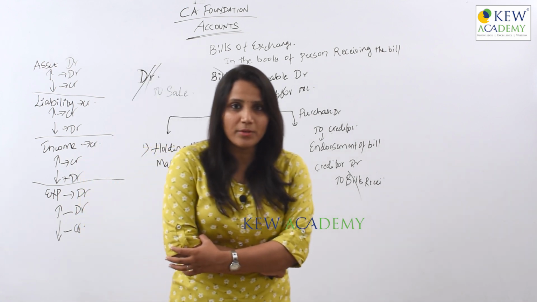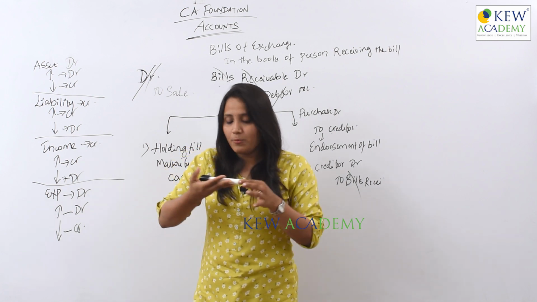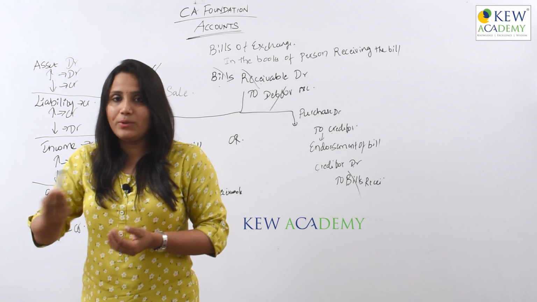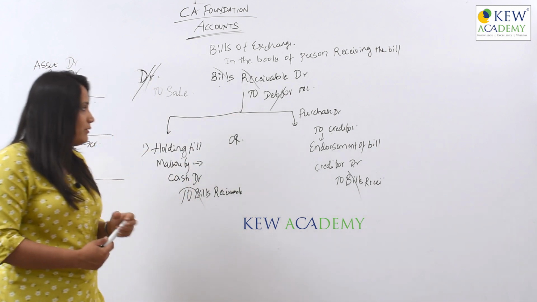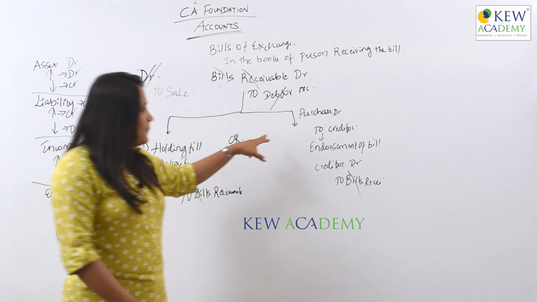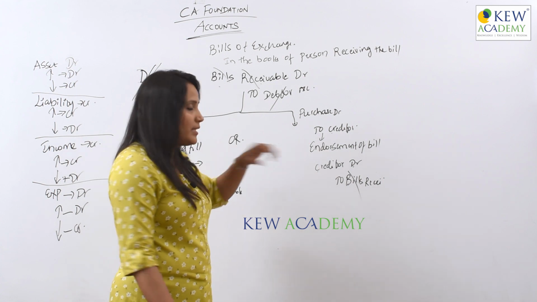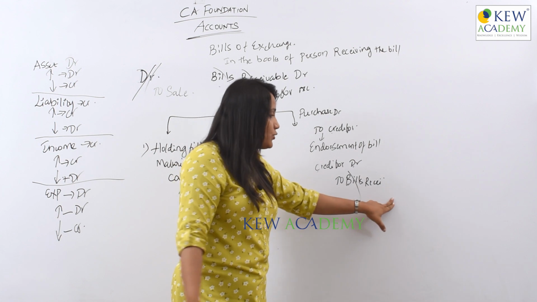Okay, are you getting what I am trying to say? So now tell me, till now how many possibilities we learned? Possibility number 1. Hold the bill till maturity and you will get the money. That is cash to bill. Bills receivable will get cancelled. Second possibility, you will pass an entry for what? Purchases to creditor. Creditor dues are payable. You will endorse this bill to your creditor.